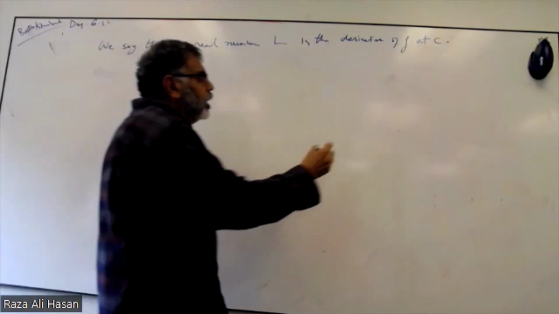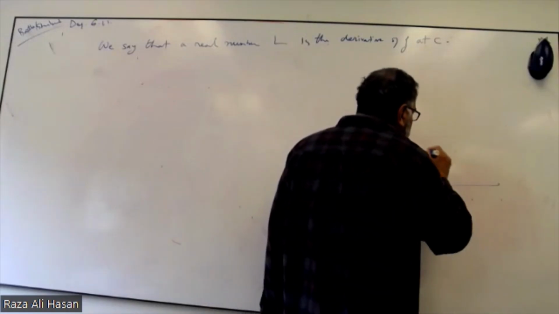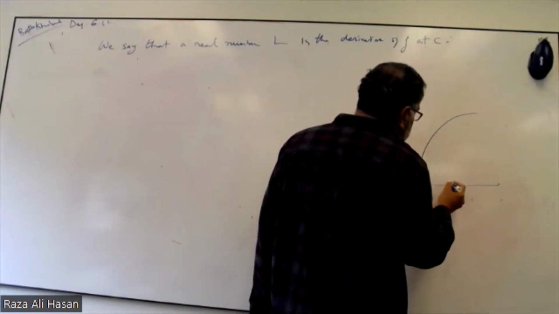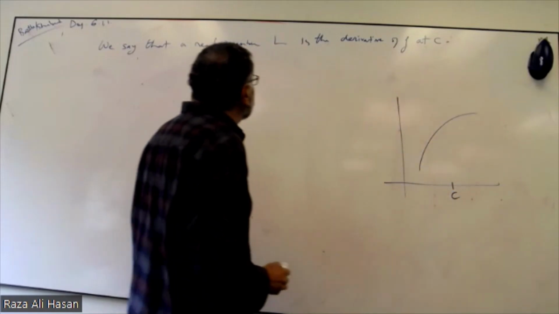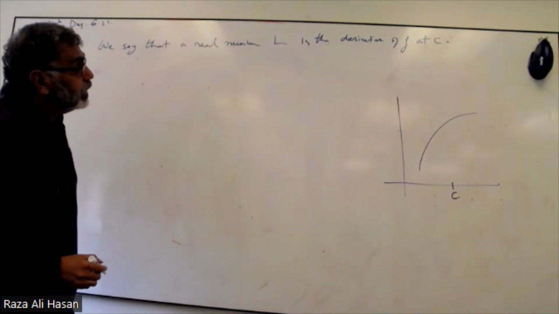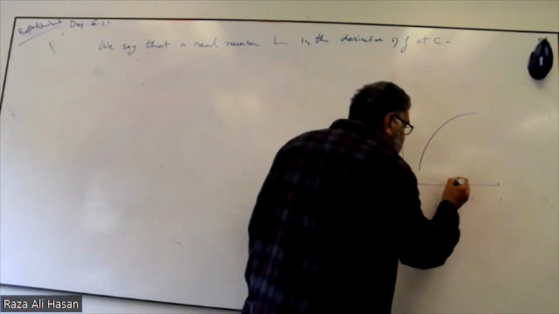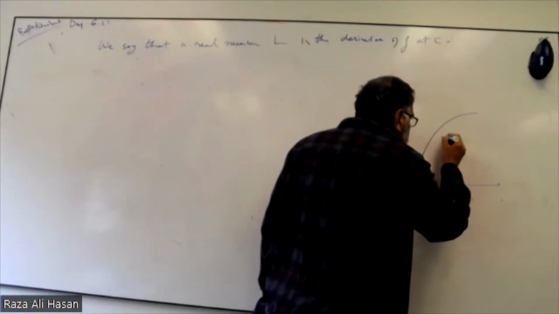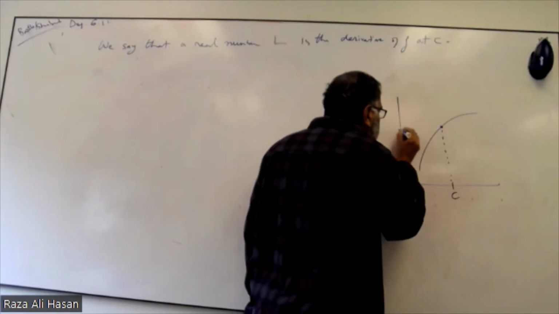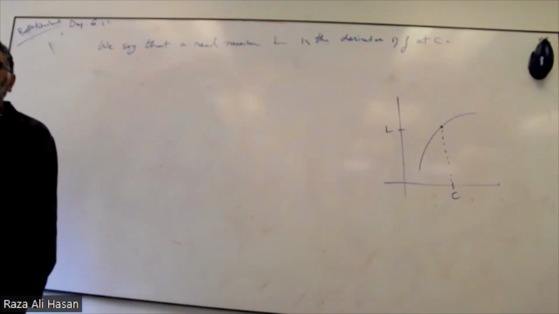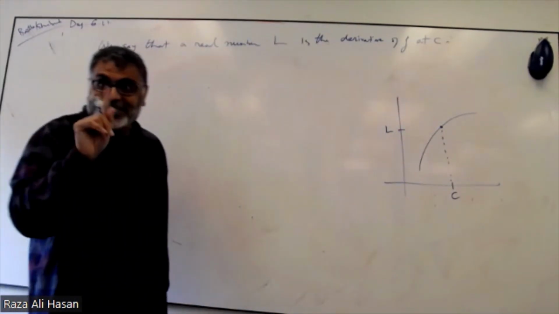Now, let's just make a picture quickly. So here is c, and the number L is the derivative of f at c. So we are thinking about this guy here, right? Is this the L we are thinking about? And the answer is no, ji, no, in Urdu.